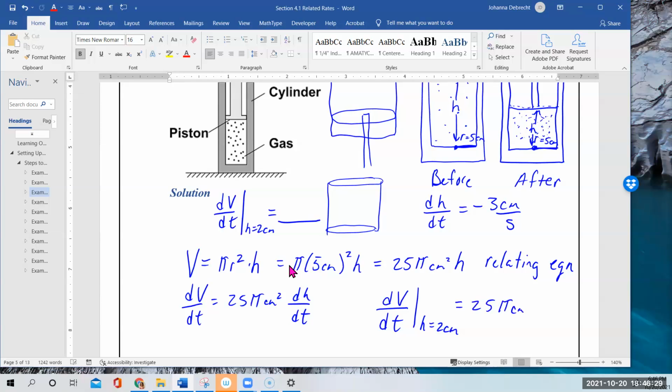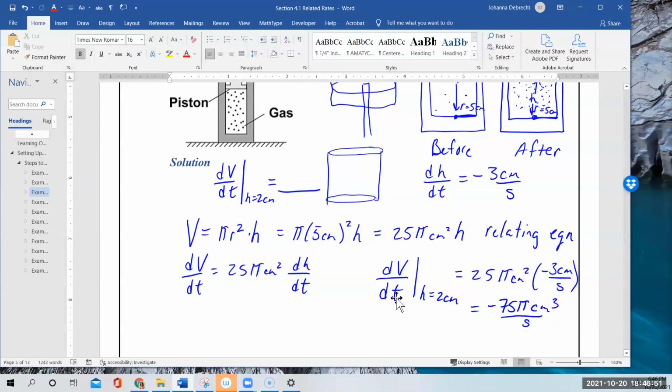This gives me 25 pi centimeters squared times dH/dt, which is -3 centimeters per second. This gives me a final result of -75 pi centimeters cubed per second. Now I compare the units and ask myself if these units make sense for dV/dt. V should be measured in volume units and centimeters cubed is volume. Time should be measured in seconds or minutes or hours, and seconds does work.